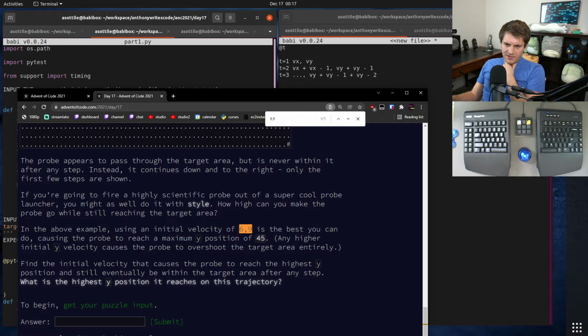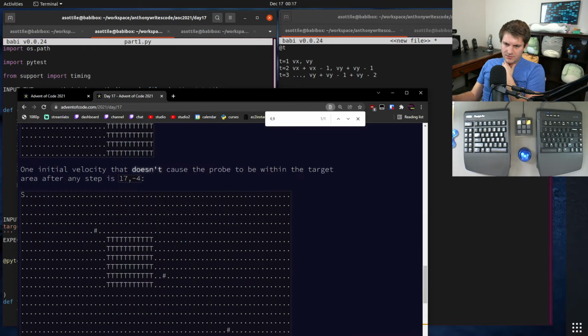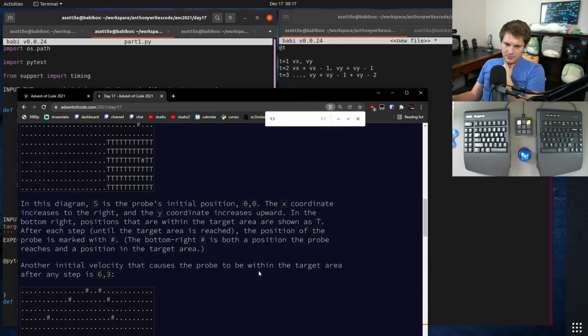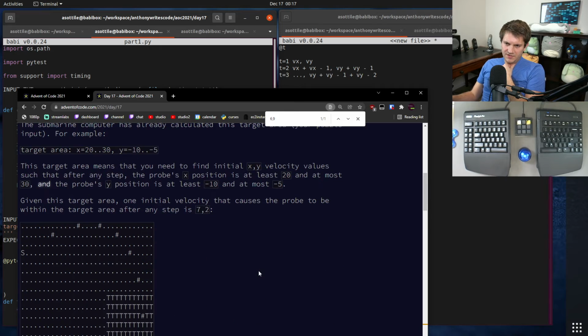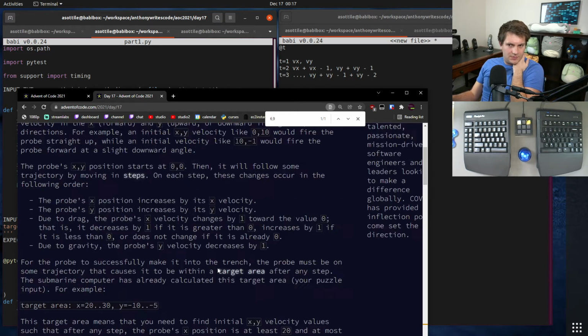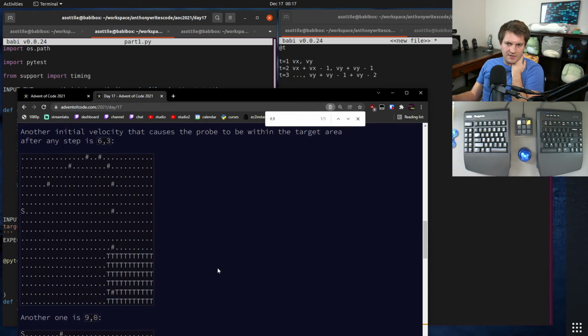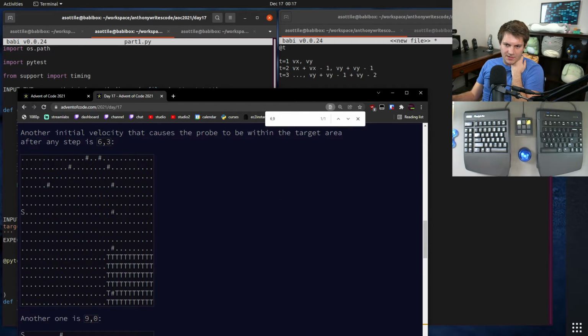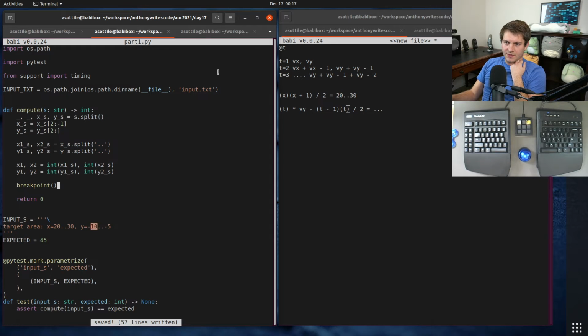So wait, why would -9 not work? Why would -10 not work? Any higher initial y velocity causes the probe to overshoot the target area entirely. Wouldn't... Oh, because at this position, it has +9 here, or +1, 2, 3 here, it has -1, 2, 3, 4. Got it. So it is whatever the largest value minus 1 is. Largest negative value minus 1.